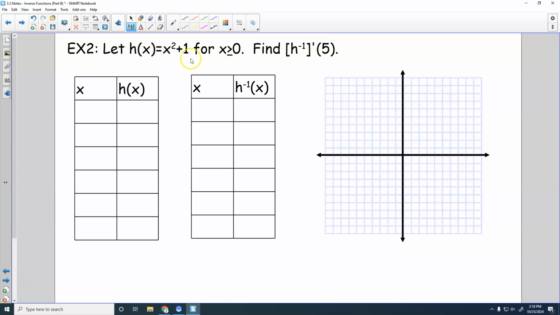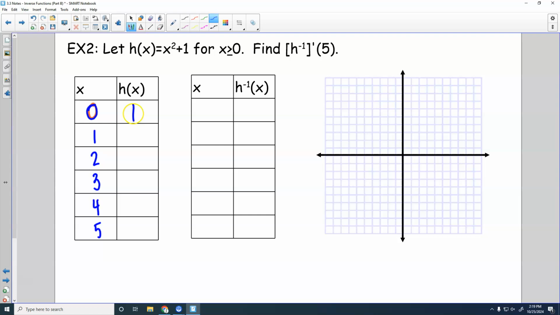If we are looking at this question, h of x equals x squared plus 1, only for x greater than or equal to 0. They're restricting your domain here because your inverse is not a function if you do not. So if I want to graph h of x, and I'm only using 0 or greater, so 0, 1, 2, 3, 4, 5.